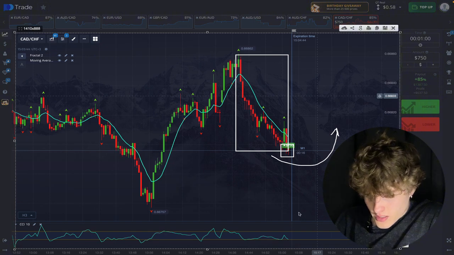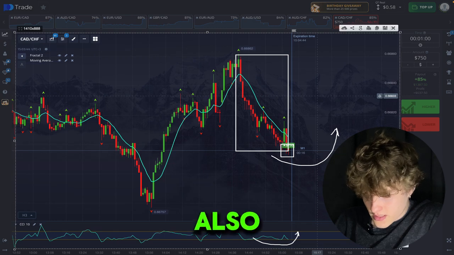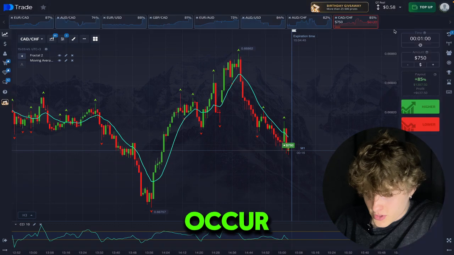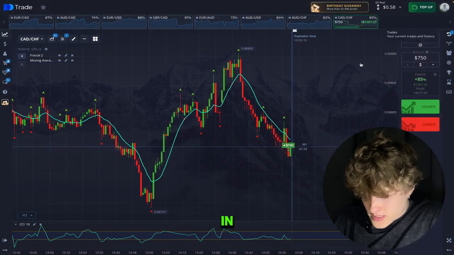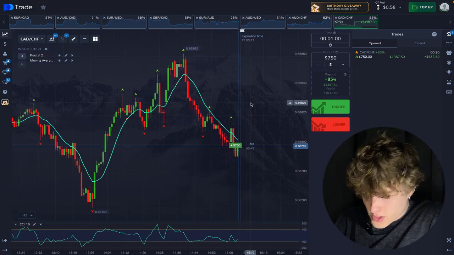After all, the dynamics pullback should always occur, and I think also here the exit from the oversold area on the oscillators should occur too. So in this case I'm opening the deal for an increase. Okay, let's watch the results of the first trade.